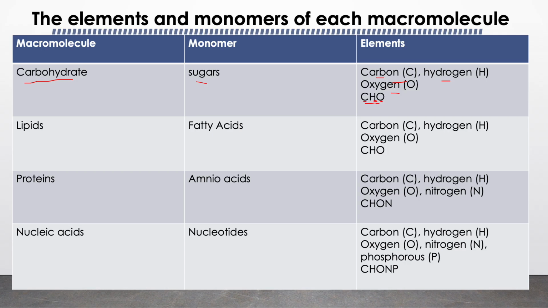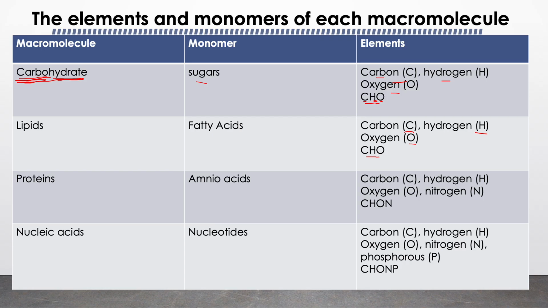Your carbohydrates are made up of those 3 elements combined in various quantities and different arrangements. If you look at the name carbohydrate, you have the carbo at the beginning, that's for your carbon, and then hydrate, like if you were hydrating yourself, you would drink water, that's your oxygen and hydrogen. Your lipids, the monomer, are fatty acids. Again, you have carbon, hydrogen, and oxygen, so that's CHO. So carbohydrates and lipids are both made up of carbon, hydrogen, and oxygen.